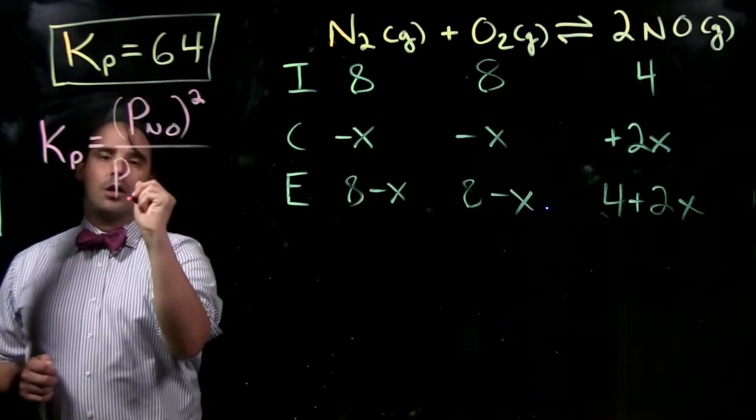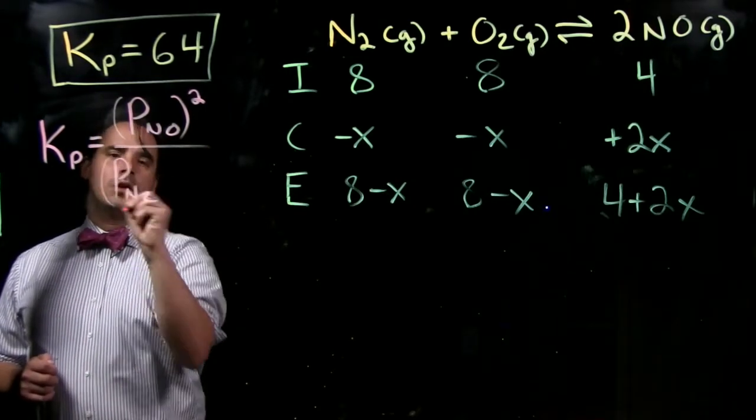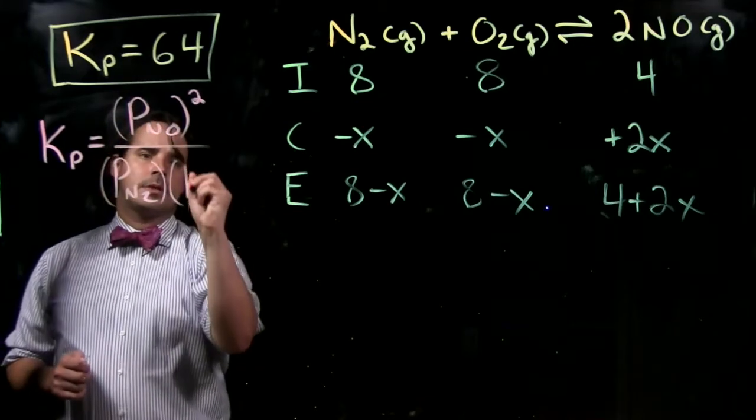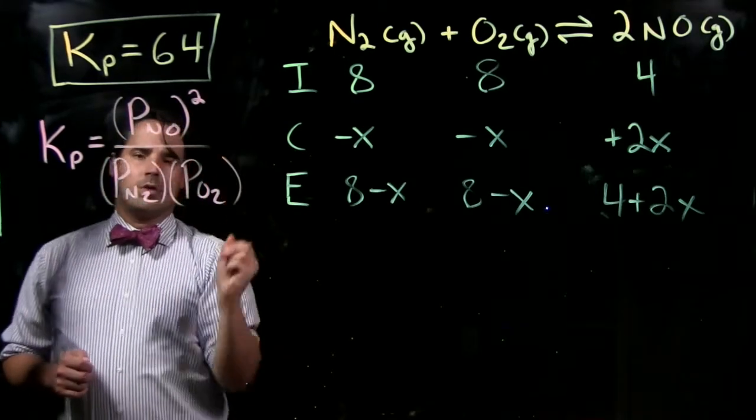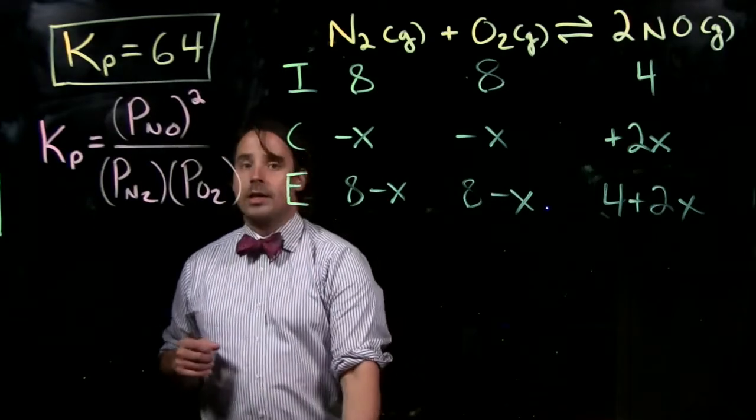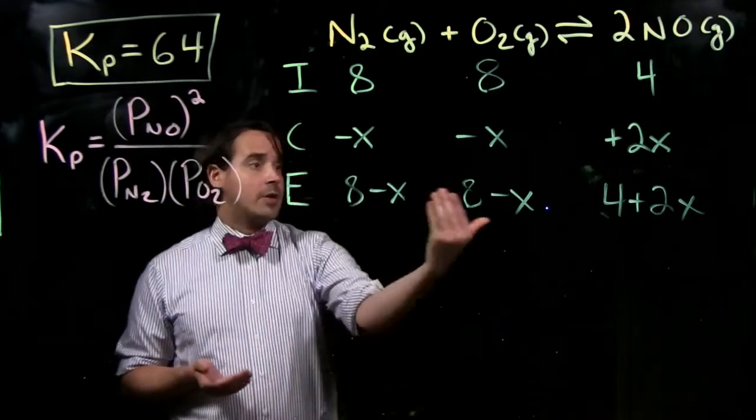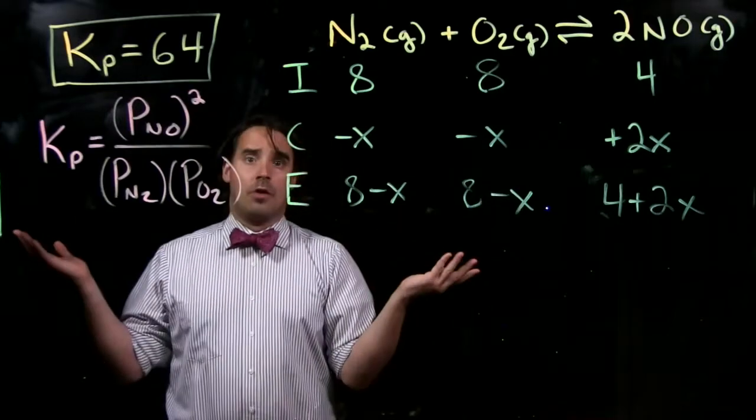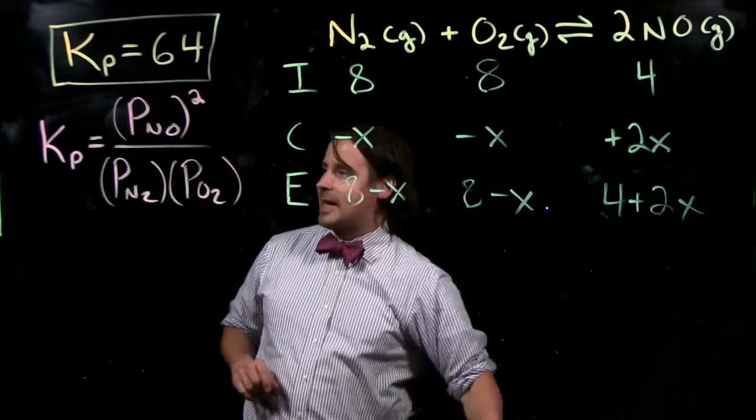So the pressure of N2 times the pressure of O2. Great. Now that we have our equilibrium expression written out, we're going to plug in the values from our equilibrium line, solve, and enjoy. Let's do just that.